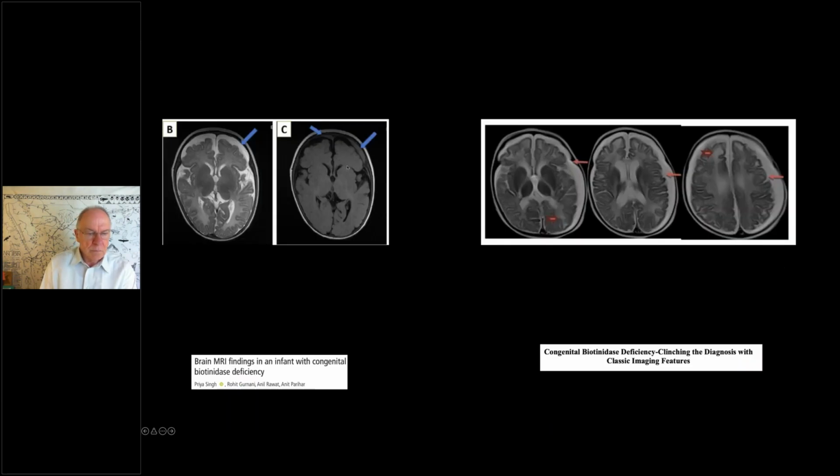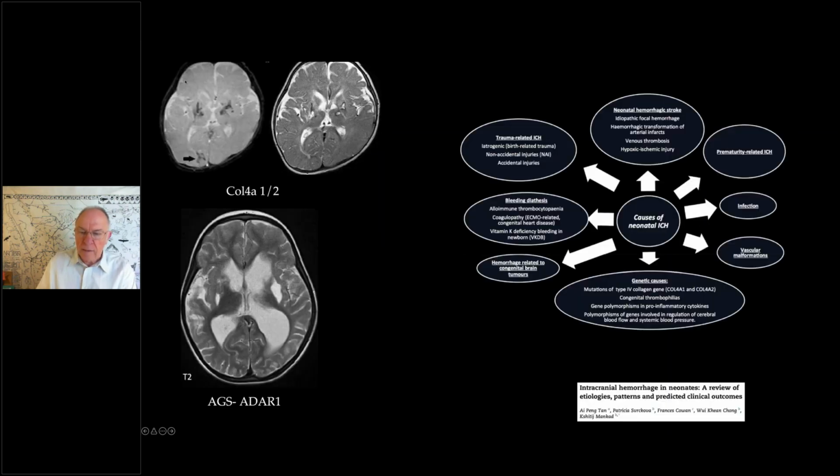Biotinidase deficiency can present with subdural collections, but I could not find any cases or literature with basal ganglia abnormalities and intraventricular or hemorrhagic changes. So overall, white matter changes can be seen with progressive volume loss and subdural collections. Also thought of a possibility of COL4A1/2 mutation based on the central changes of cavitation, hemorrhage, and calcification. Aicardi-Goutières syndrome with the ADAR1 mutation can also demonstrate these basal ganglia changes.